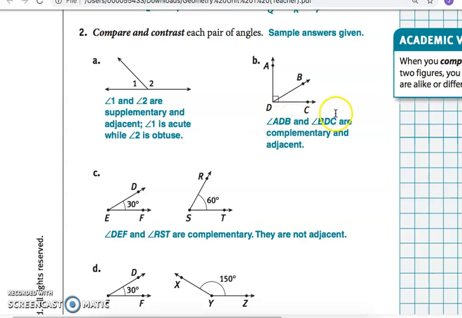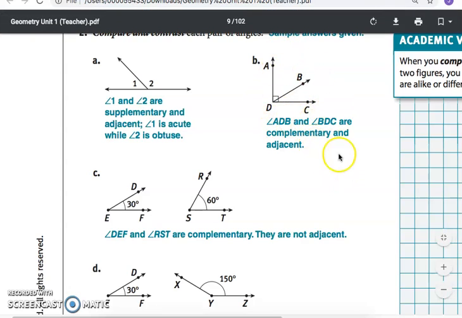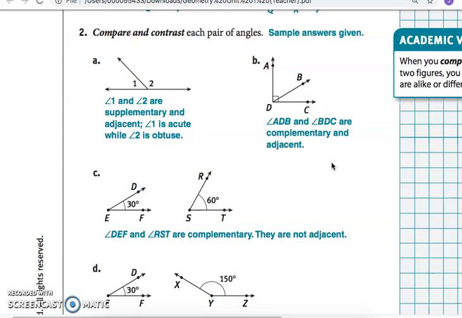Over here for part B, angle ABD and angle BDC are complementary, which means they add up to be 90. You can tell that because there's a 90-degree box right here. So angle ADB and BDC together form 90 degrees, so they're complementary. And they're also adjacent to each other. You could also notice that one way they're similar is that they're both acute angles, which means they're both less than 90. So that's another similarity between the 2 angles.